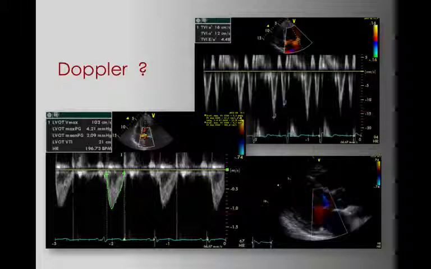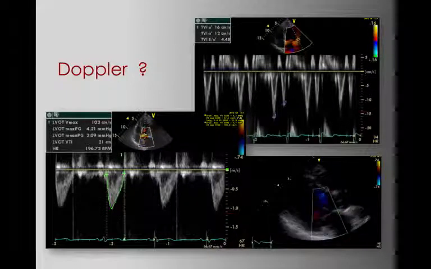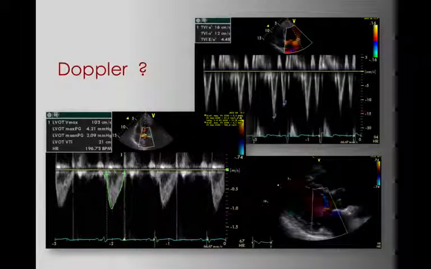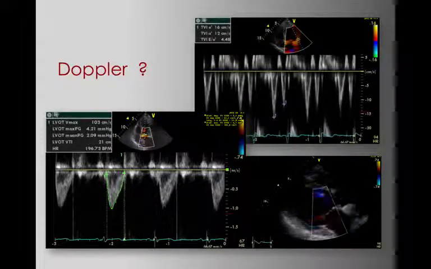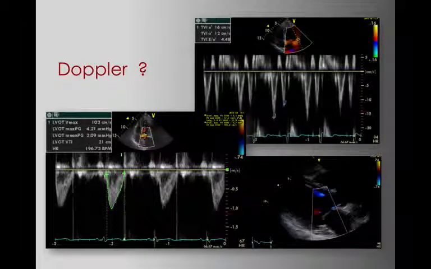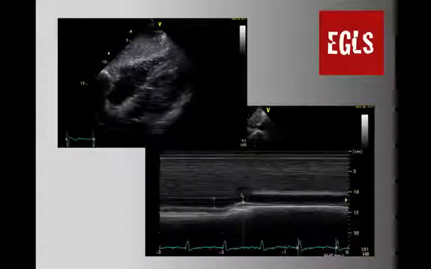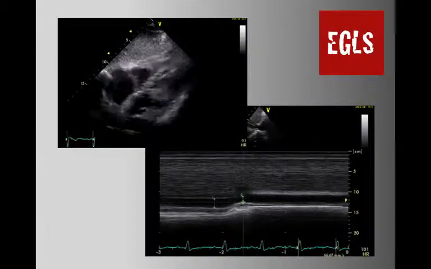Up to now, we haven't spoken about Doppler. While many Doppler applications can give us interesting information about our shock patient, reliable results are harder to get and require more advanced training. So for today, we won't speak about Doppler and we'll stick to 2D imaging and M mode.